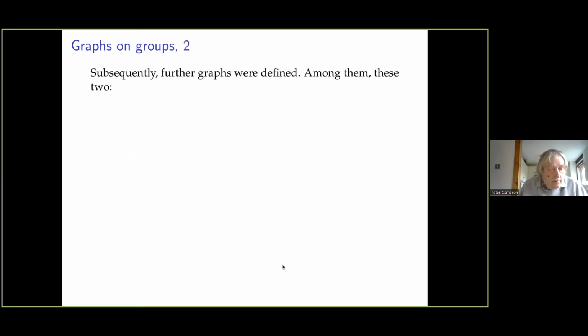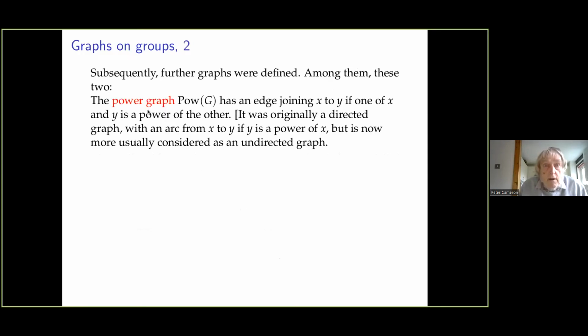And here are 2 further graphs to give us something to think about. The power graph. In the power graph, you put an edge from x to y if one of x and y is a power of the other. And if you think about that definition, you see that it should really be a directed graph where you put an arc from x to y if y is a power of x. It's now more usually treated as an undirected graph, and that's what I'm going to do.